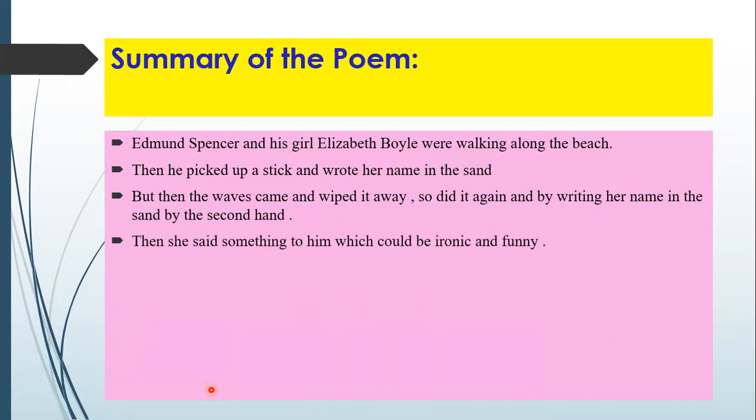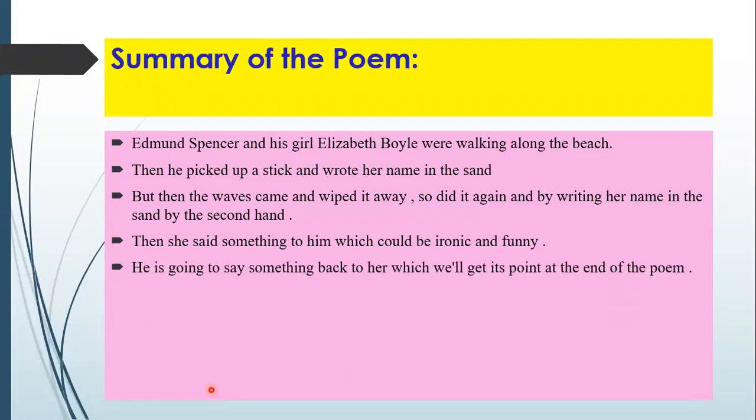Then she says something. She had some reaction to what he has done. So she said something to him, which could be ironic and funny. And then he's going to say something back to her, which we will get the point of at the end of the poem. So we will know which one of them was right.